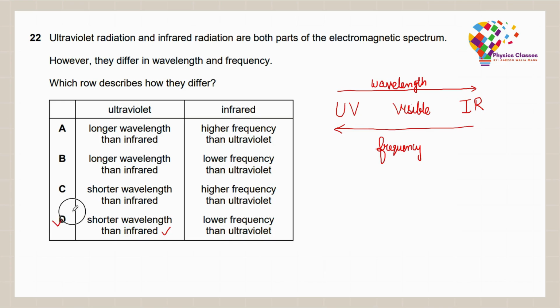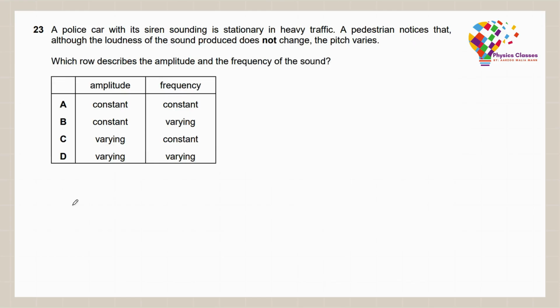Let's talk about question 23 now. For question 23, it says, a police car with its siren sounding is stationary in heavy traffic. A pedestrian notices that although the loudness of this sound produced does not change, the pitch varies. Which row describes the amplitude and the frequency of sound?